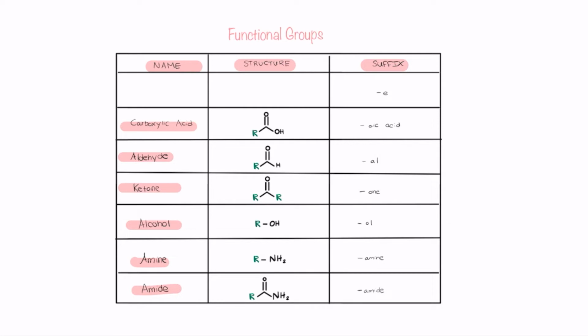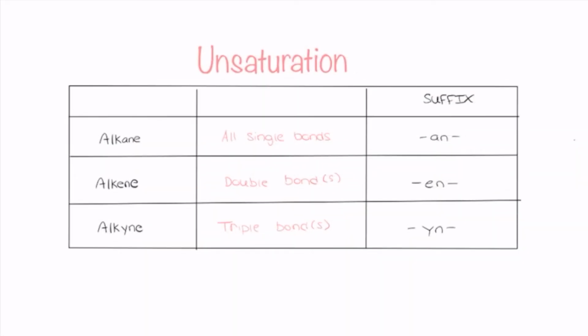Now I can walk you through each and every one of these, but you must sit yourself down and memorize what each functional group looks like and its respective suffix. I know it might seem overwhelming memorizing these functional groups, but with practice, you will have this down in no time. Now it's time for unsaturation. And unsaturation is just a fancy way of saying double or triple bonds. So if your compound has unsaturation, it likely has one or more double bonds or triple bonds.